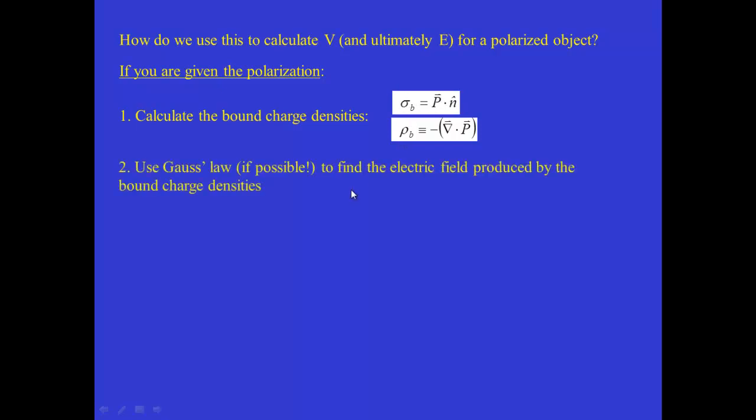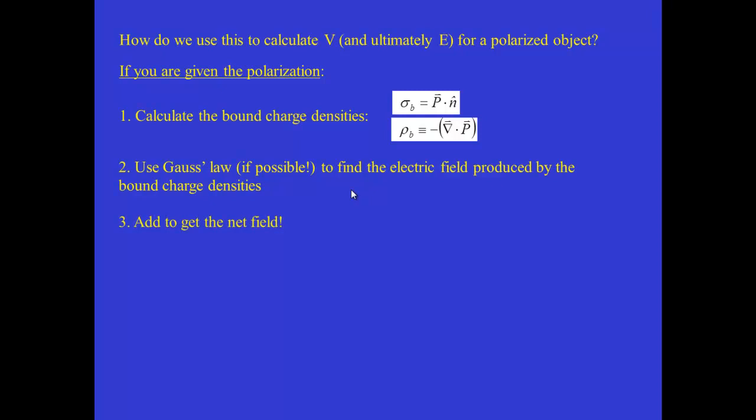Then, the polarized object, for the purposes of doing this calculation, has become nothing more than an object that's got a charge within its volume and a charge on its surface. And if this object has high symmetry, and if the sigma b and the rho b distributions have high symmetry, we may be able to use our favorite tool, Gauss's law, to find the electric field produced by this polarized object. If we can do that, that will certainly be the easiest way to go.